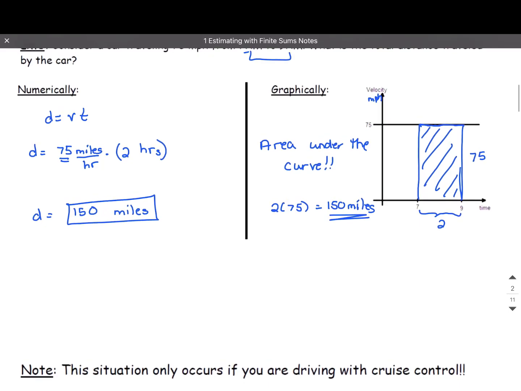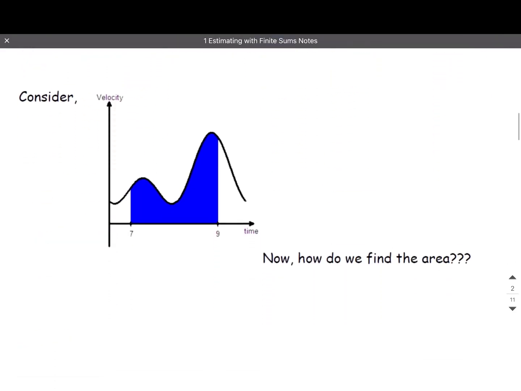Now the problem is, this only occurs if you're driving with cruise control, and certainly not on Long Island. You can't drive 75 miles per hour for 2 hours. Even if you are on cruise control, it's not going to happen, okay? So it's more likely we're going to be driving like this. How do you find the area of that? And that was the problem they were trying to figure out.